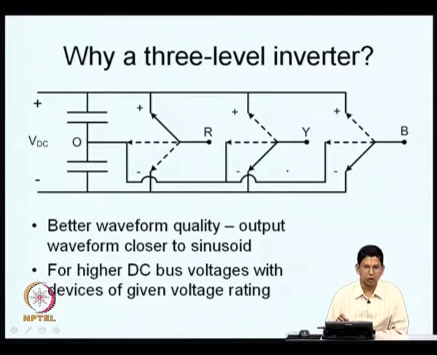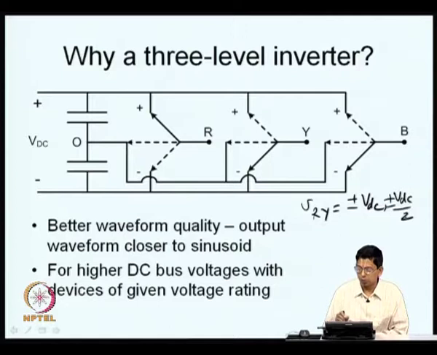Now, that is the concept. R need not be just connected to plus or minus, it can be connected to 0 also. Similarly, if you look at the potential between R and Y, for example, V RY can take either plus VDC or minus VDC as in a 2 level inverter. It can also take either plus VDC by 2 or minus VDC by 2, besides 0. These are all the various values that it can take. In a 2 level inverter, it is only plus or minus VDC or 0. In a 3 level inverter, this one is extra. It can be plus or minus VDC by 2 also.